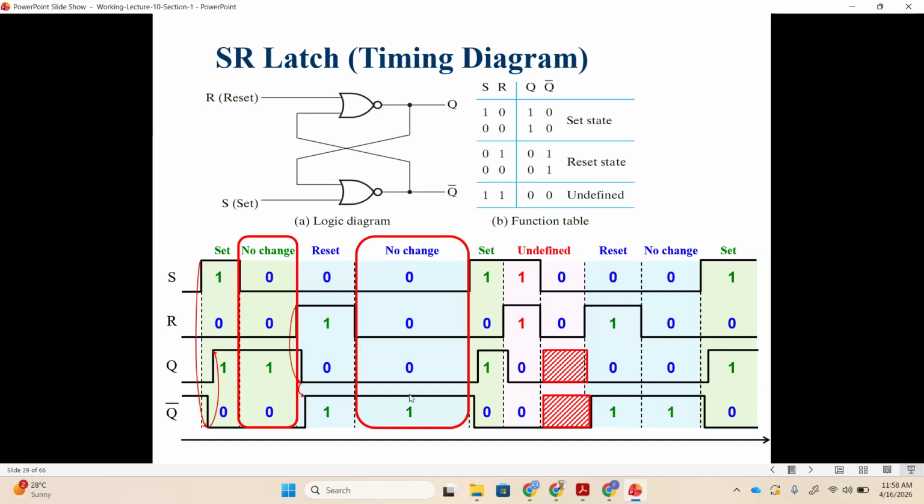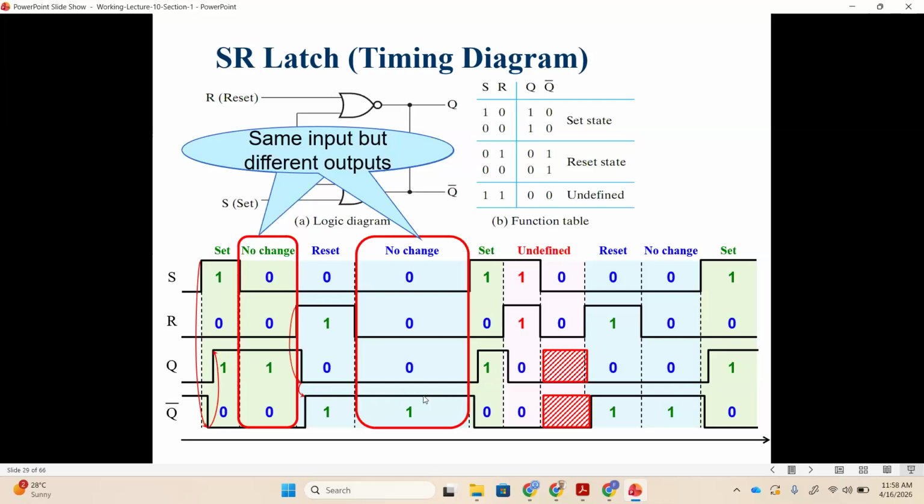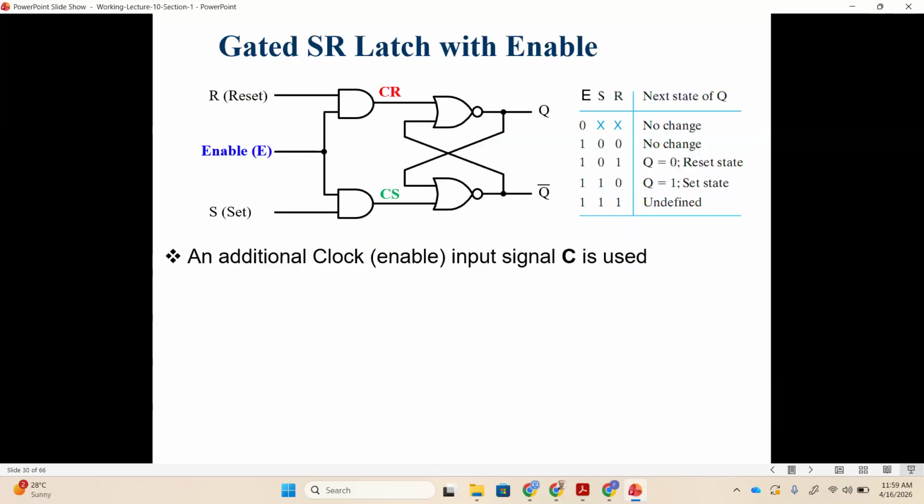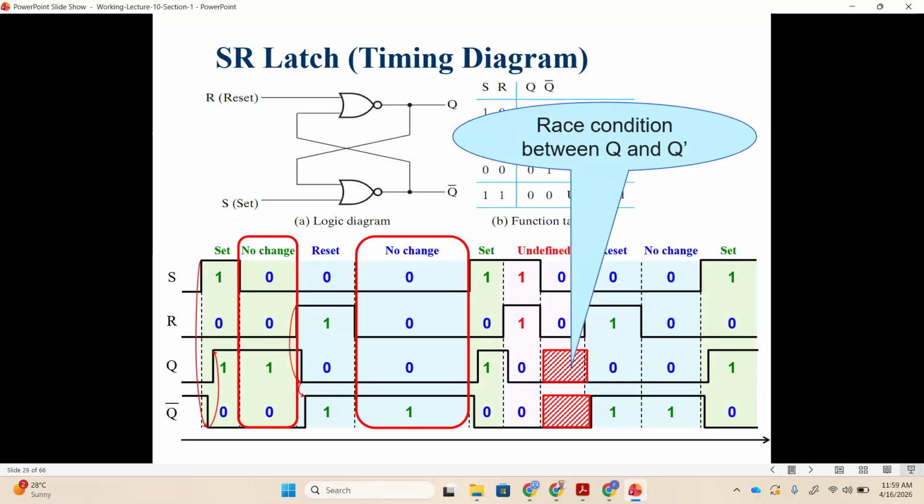So I may give this timing diagram in the exam. Can you see here? In this case, the input is 0 0, but the output is 1 0, and here the input is 0 0, but the output is 0 1. What does it imply? We have the same input but different outputs because of the feedback path and the previous states. Here we have an undefined state 1 1. When we have undefined state 1 1, the output is 0 0, and there is a race condition between Q and Q bar. We don't know the expected output. The output can either be 0 or 1. Any question? Clear or not clear?